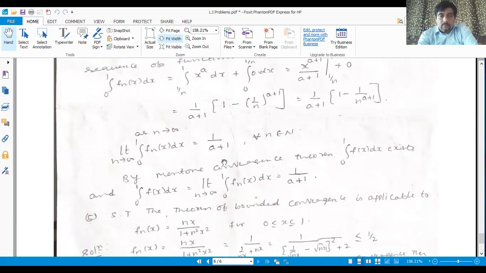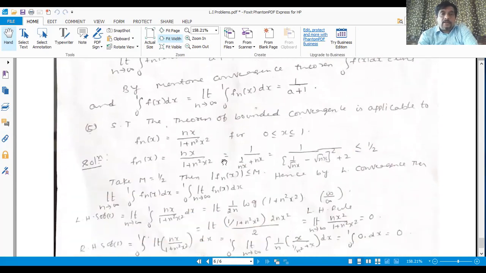Then both are one and the same, therefore the Beppo Levi theorem is verified. Similarly, one more problem: show that the bounded convergence theorem is applicable to this problem. You know that in the bounded convergence theorem, |fn| is less than or equal to some capital M, meaning |fn| < M. You can make the function bounded by some particular value.